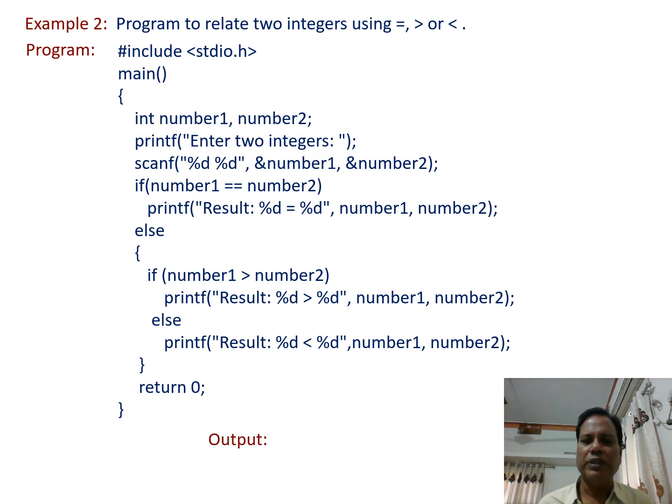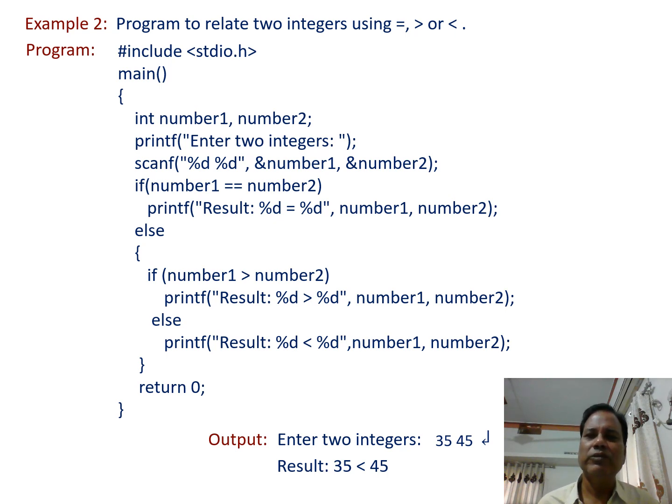So when we run this program, in the beginning "enter two numbers" is displayed on the output screen, and when we enter the two numbers and press the enter key, then result 35 less than 45 is displayed. So in this way we can relate two numbers with the equal sign, greater than sign or less than sign.